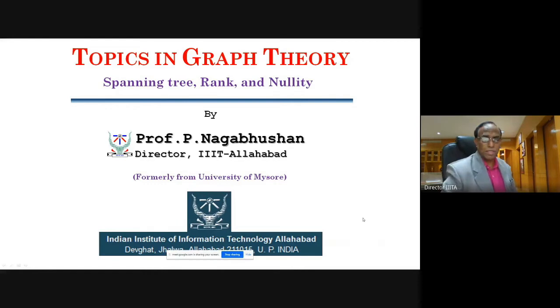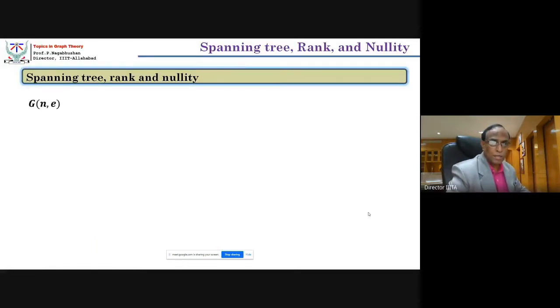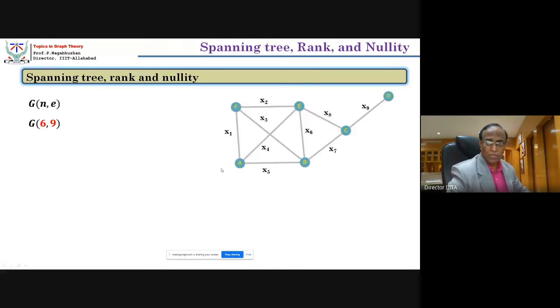So this is one part, and then let us try to take up the next part, the spanning tree. Some issues like spanning tree, rank, and nullity. Okay. So the graph, let's say I will take a 6-9 graph like this, some 6-9 graph. Of course, a graph will not always be a diagram. You should know that it is a matrix.